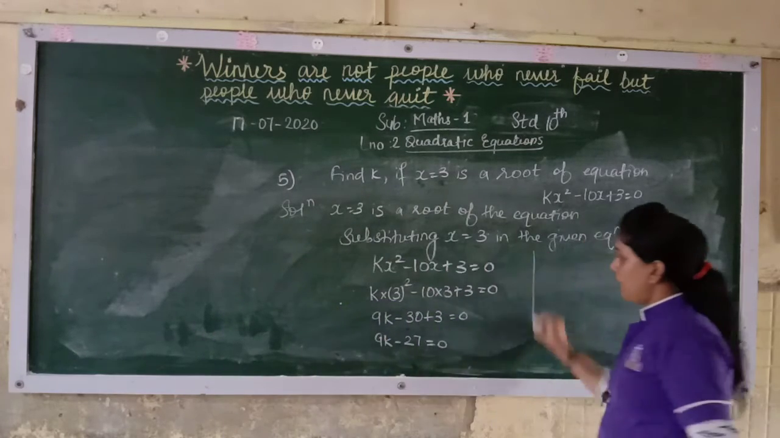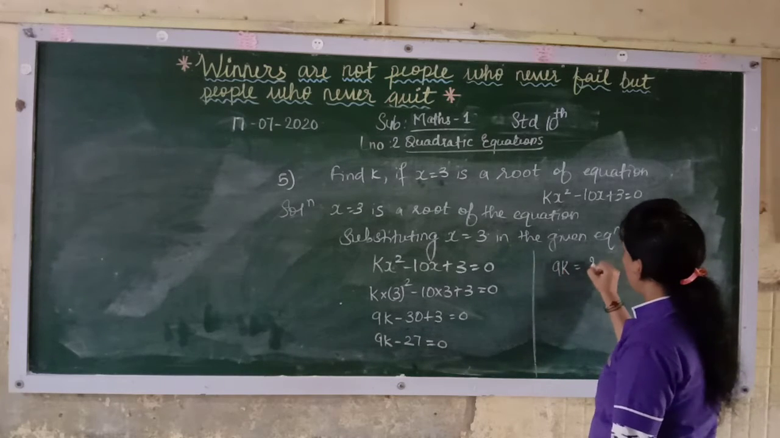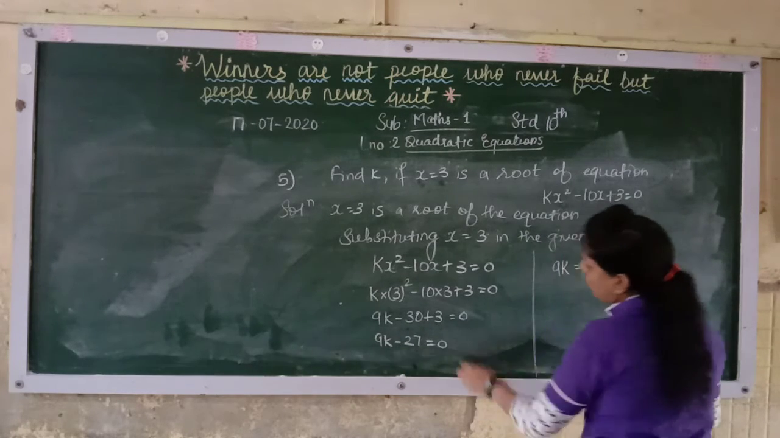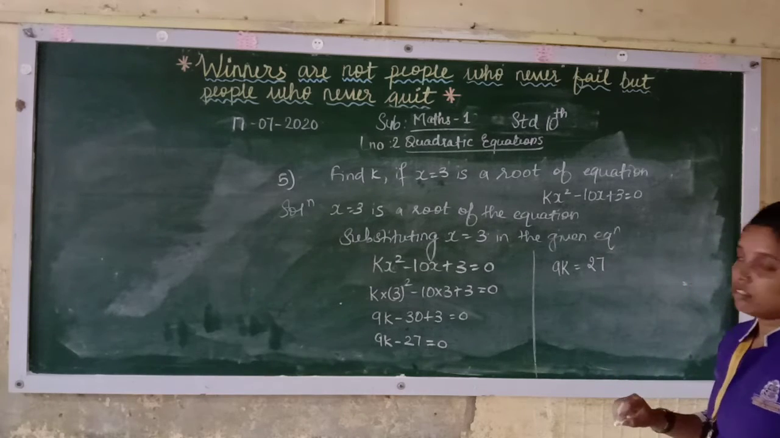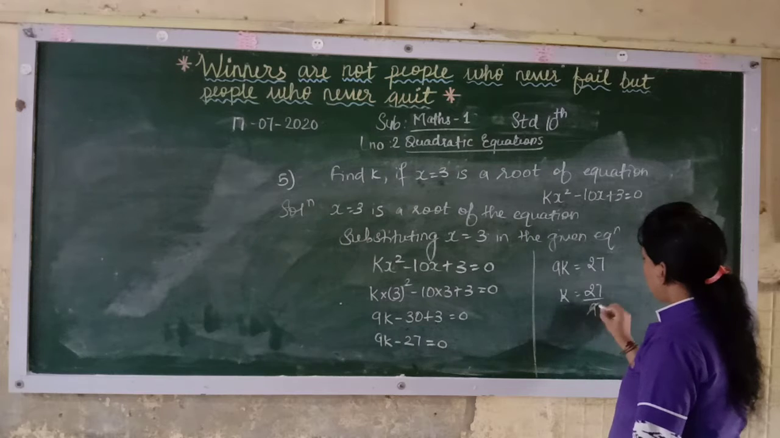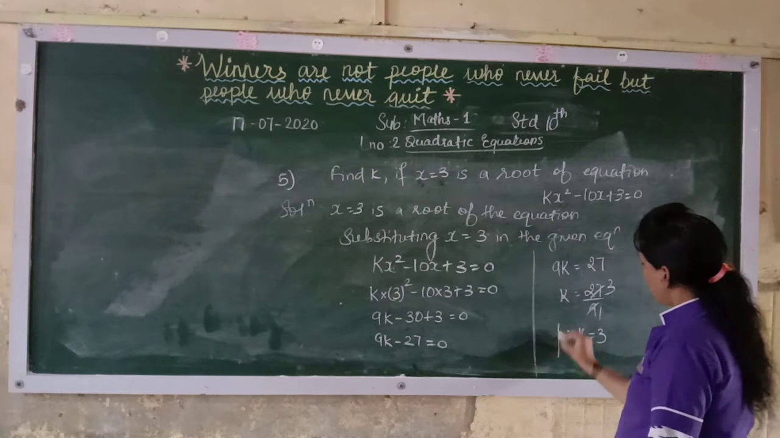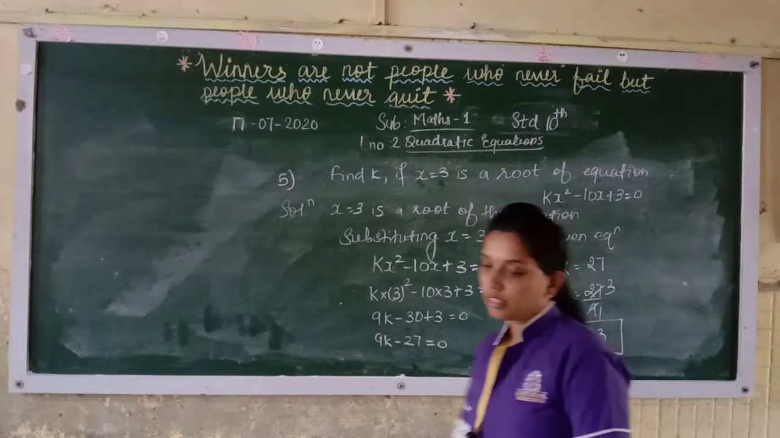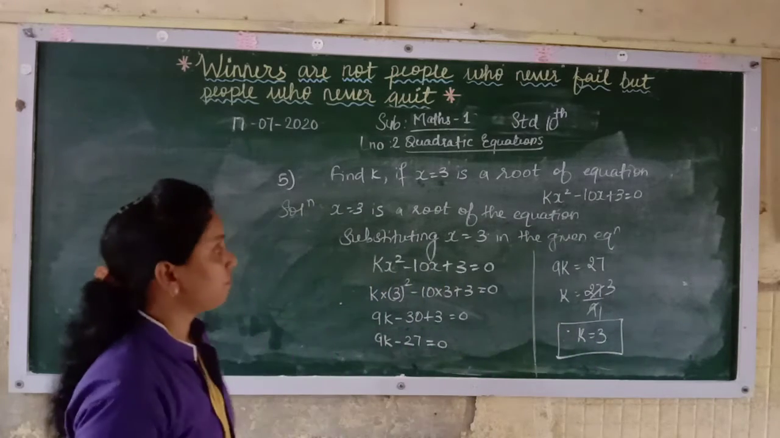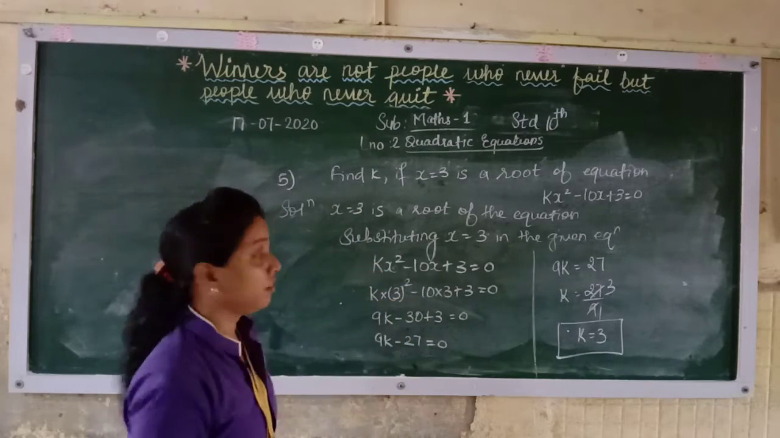But now you want the value of k, so equate k. Here you will get 9k is equal to, minus 27 will come on this side, it will become plus 27. So k you will get 27 upon 9, nines are 9, threes are 27. Therefore the value of k is 3. So this is how, if it is the root of the equation, it will satisfy the equation.